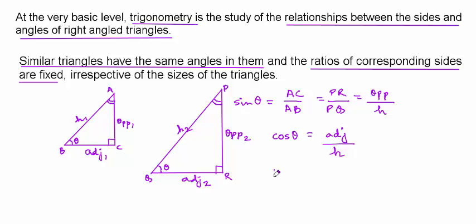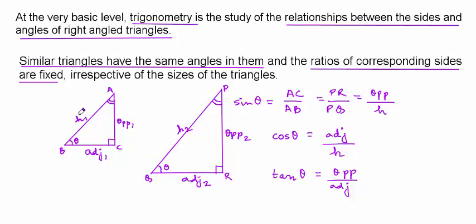And there's one more function, called the tangent or tan theta, and that is equal to the opposite over the adjacent, defined for each triangle. So for the smaller triangle, it's this length over this length. For the larger triangle, it's this length over this length, and essentially it's the same as long as this angle is the same in both triangles.